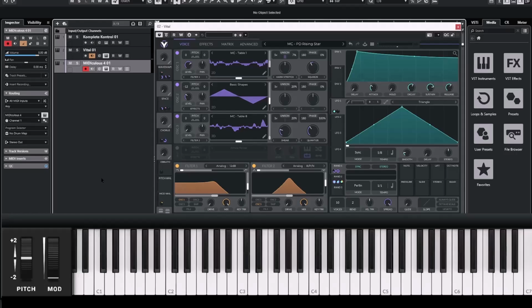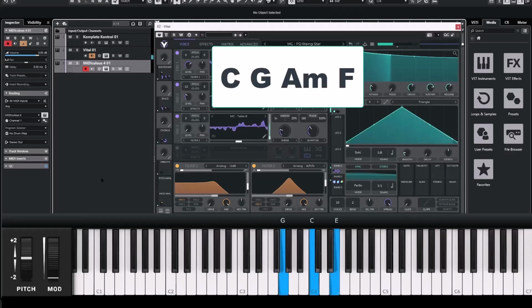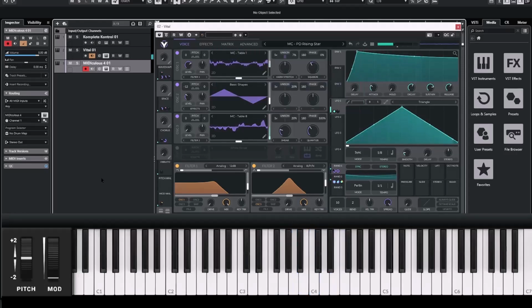So in the key of C it would be C, G, A minor, and F. Now, this is a chord progression I think was probably made famous by the Axis of Awesomeness. I shall leave a link to their video down in the description.